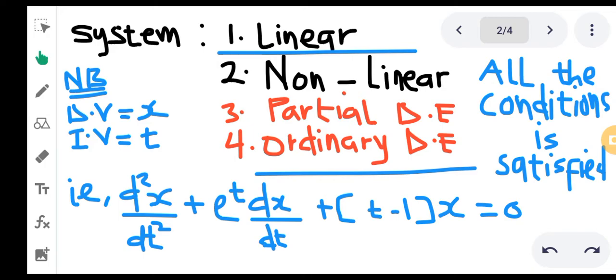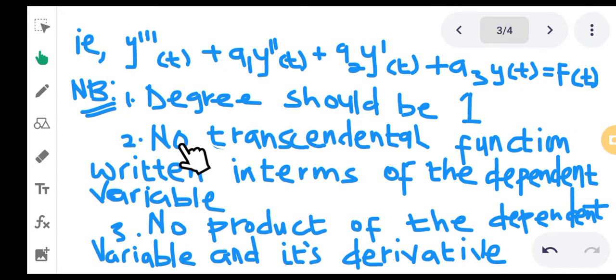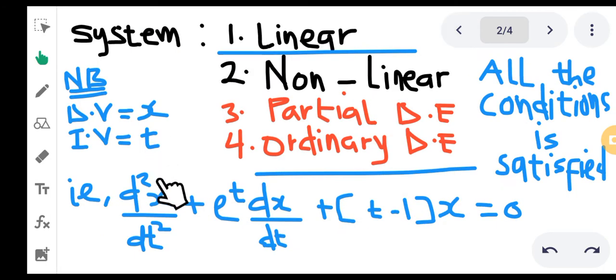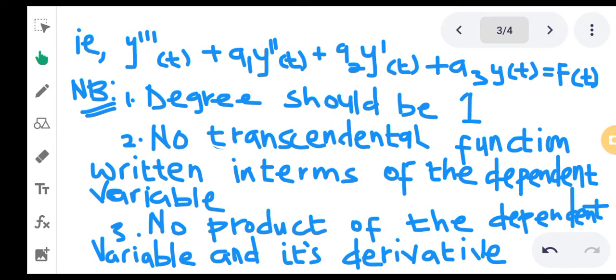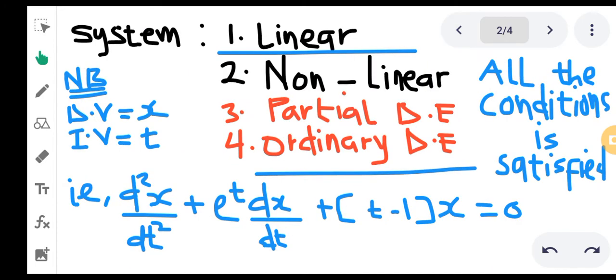And here we have only the exponential function, which is e exponent t, but it is not written in terms of the dependent variable, because the dependent variable is x and the independent variable is t. So that condition is satisfied. The degree should be 1. Although the order is 2, the degree is 1.